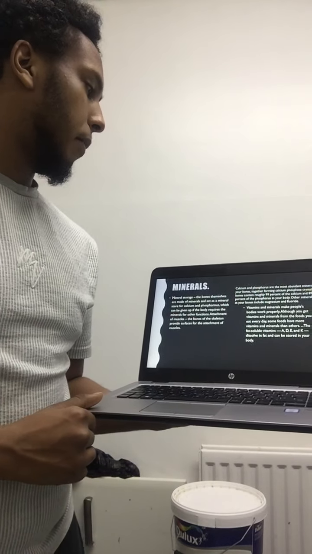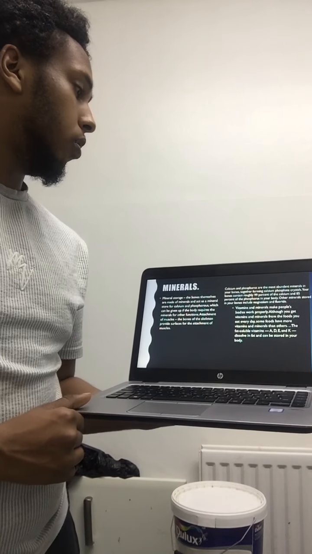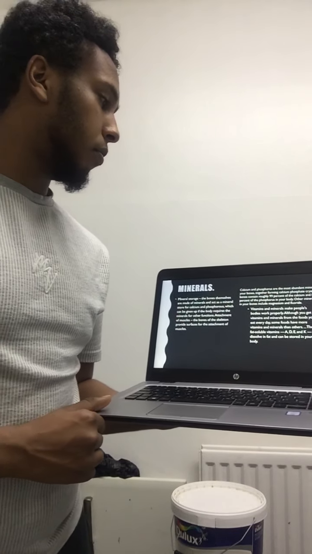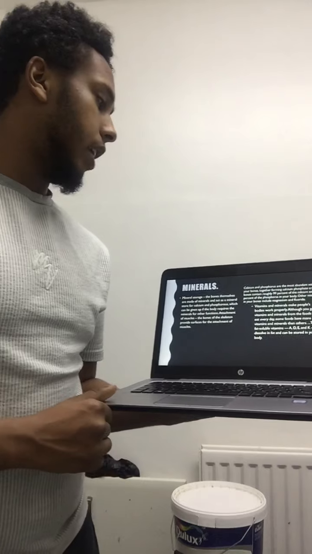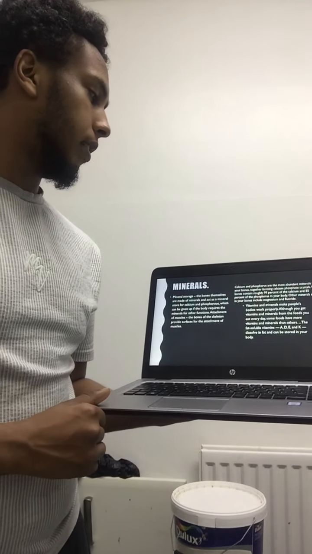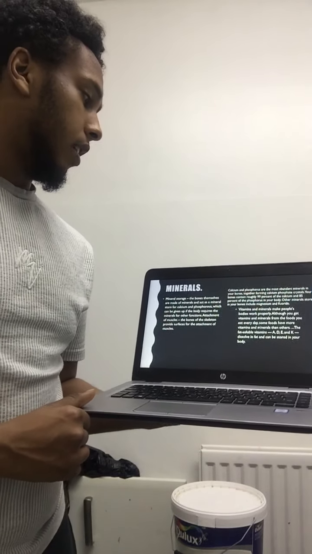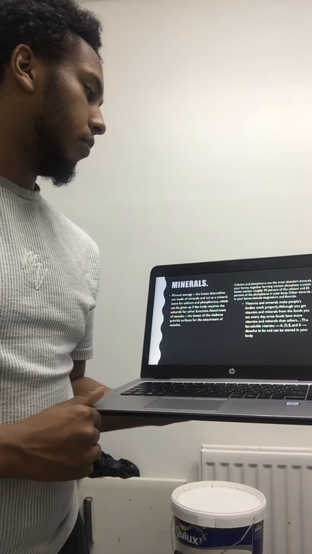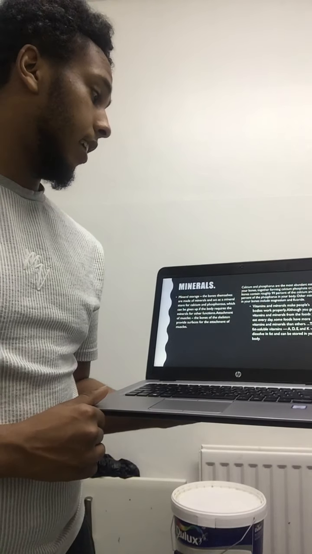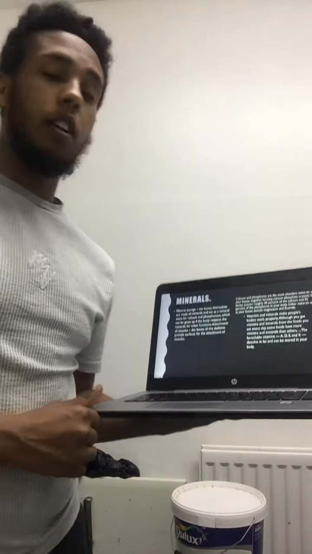Vitamins and minerals make people's bodies work properly. Although you get vitamins and minerals from the foods you eat every day, some foods have more vitamins and minerals than others. The fat soluble vitamins A, D, E, and K dissolve in fat and can be stored in your body.